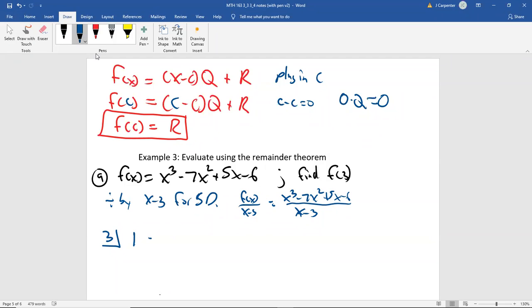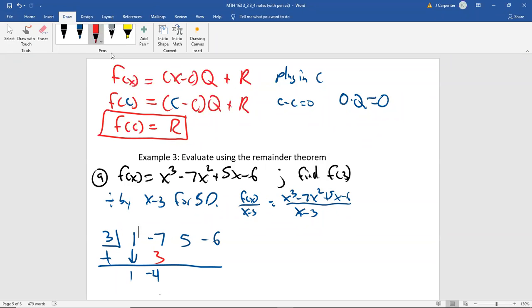All right, to the right go the coefficients. 1 for the x cubed, negative 7 for the x squared, 5 for the x, and negative 6 for the constant. Draw a line, plus sign. Bring down the first number, which is a 1. Multiply. 1 times 3 is 3. Add. -7 plus 3 is -4.